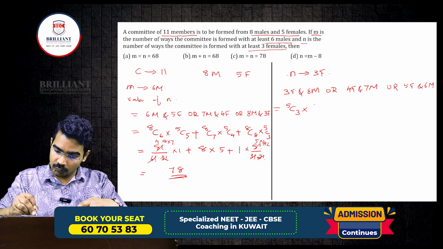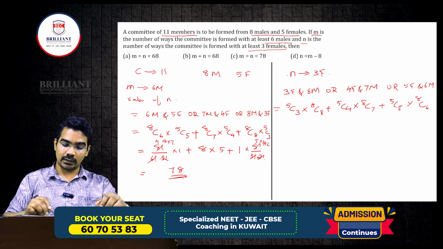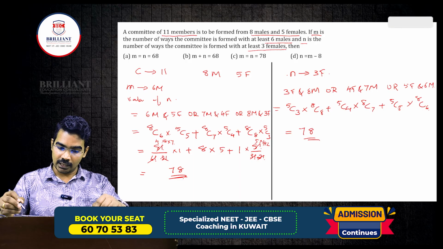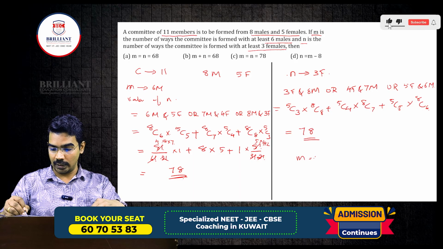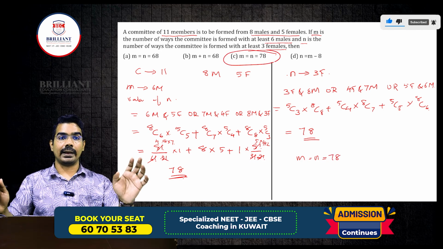So this will be 5C3 into 8C8 plus 5C4 into 8C7 plus 5C5 into 8C6. If you check both, this is same. So you get the same answer, 78. So the option is M is equal to N is equal to 78. So option C is your right answer.